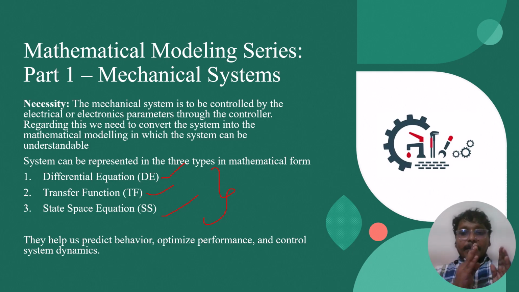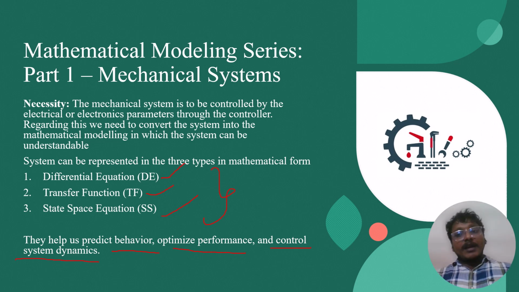Once the mathematical modeling is done, it will be easy to feed to the controller, to make the system controlled, and to decide which actuator to control and which not to control. That decision can be easily understood when we get the mathematical equation. It can help us predict the behavior, optimize the performance, and decide which control parameter we need to control.